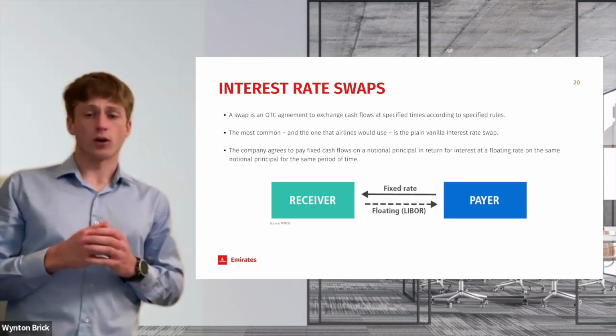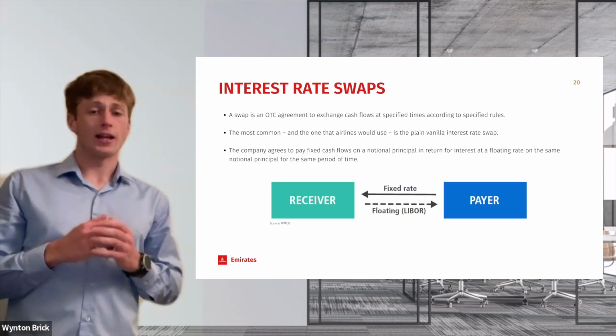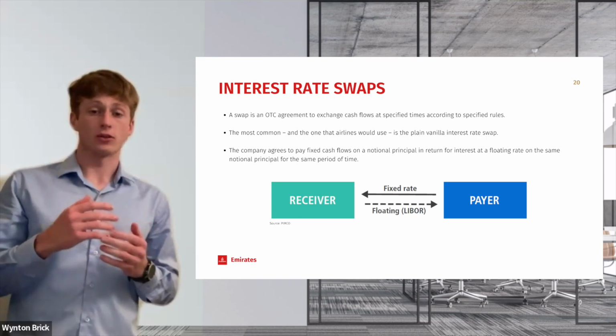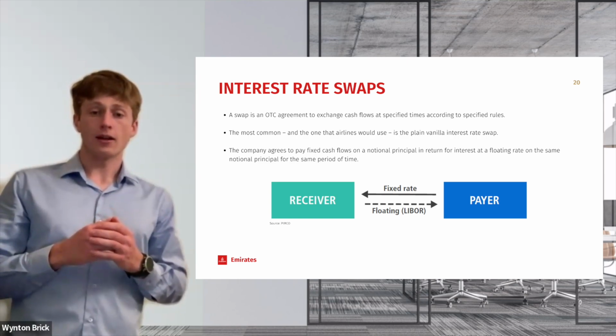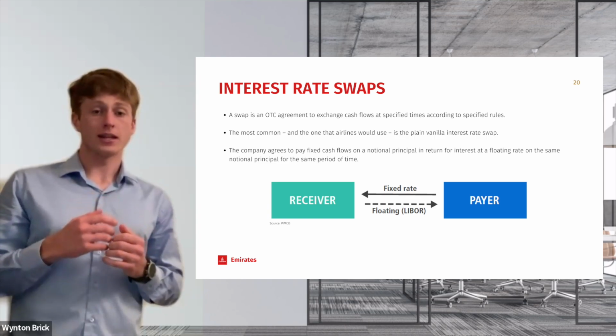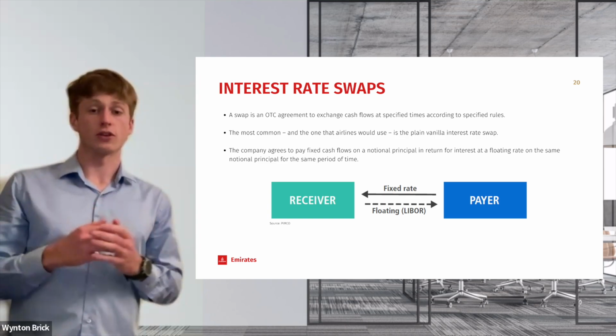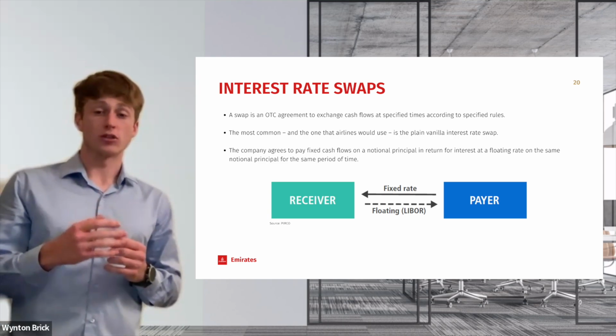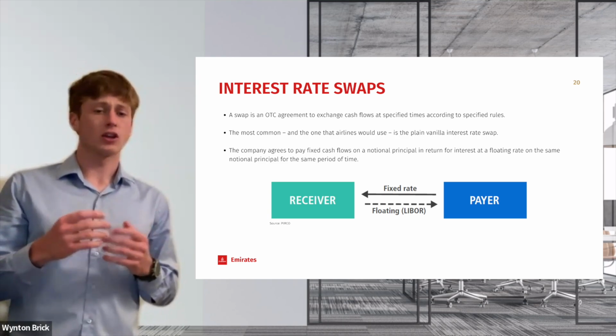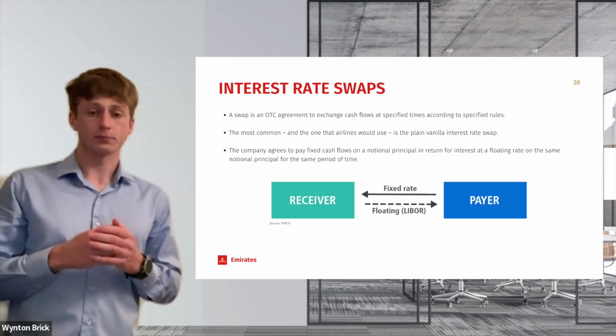A vanilla interest rate swap is a derivative contract where two parties agree to exchange cash flows based on different interest rate benchmarks. One party, known as the fixed rate payer, agrees to pay periodic payments at a predetermined fixed interest rate. The other party, called the floating rate payer, agrees to make payments based on a reference interest rate, typically the short-term LIBOR or SOFR.